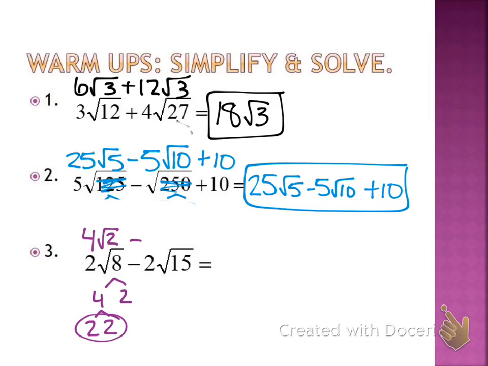Minus, we break the 15 down. Can 15 break down? I mean, yes and no. We say yes because it can break into what? 3 and 5, but do we get a pair out of that? No, so is it going to change? Nope. It stays 2 root 15. Can we combine those? No, why not? Because why? The radicals are not the same. The radicals don't match, so we just leave it 4 root 2 minus 2 root 15.